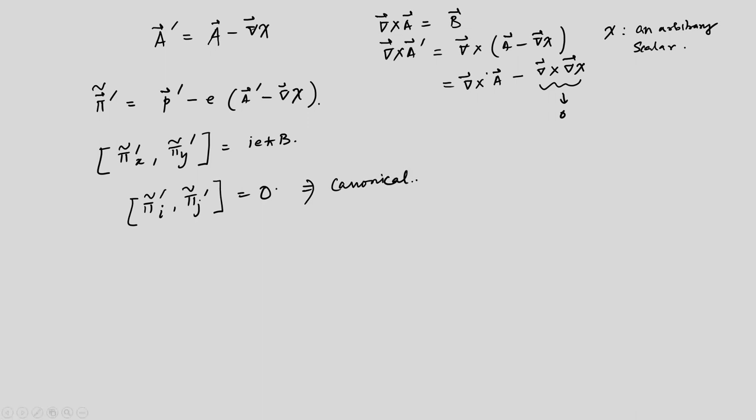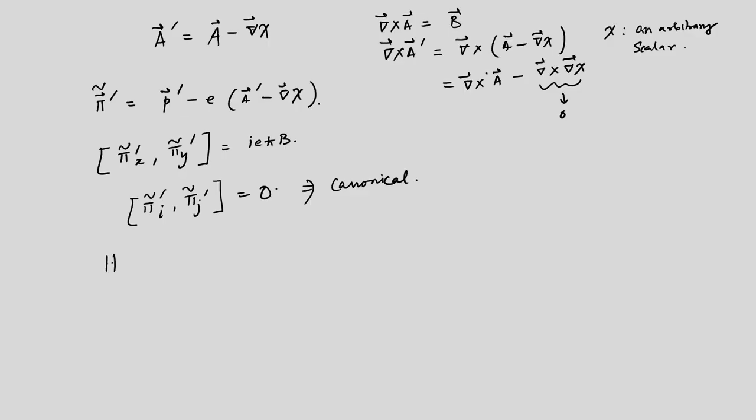So, these primed momenta are canonical, whereas the unprimed momenta, even though they are gauge invariant, are not canonical. Okay. All right. So, this is our discussion so far, and it is good that it is equal to 0.